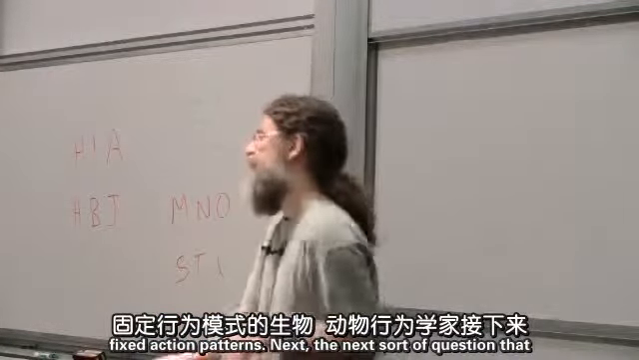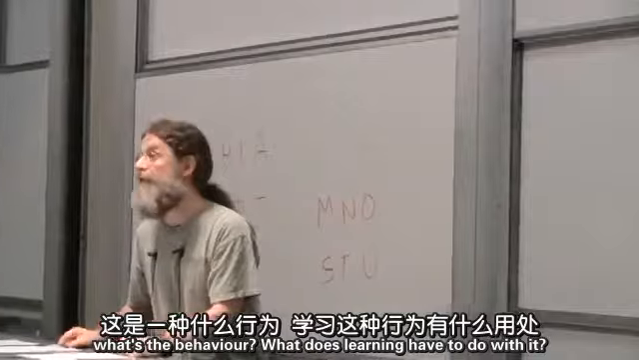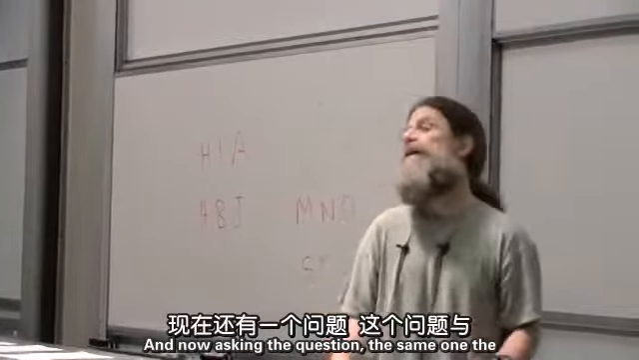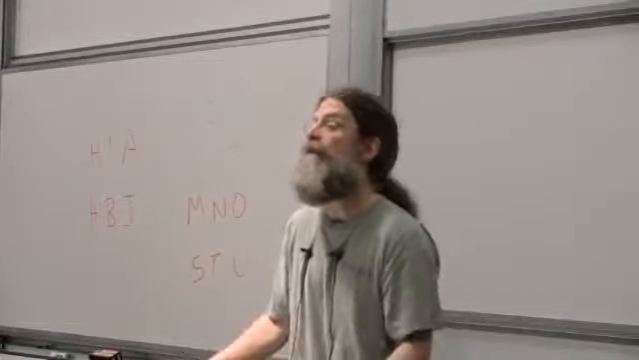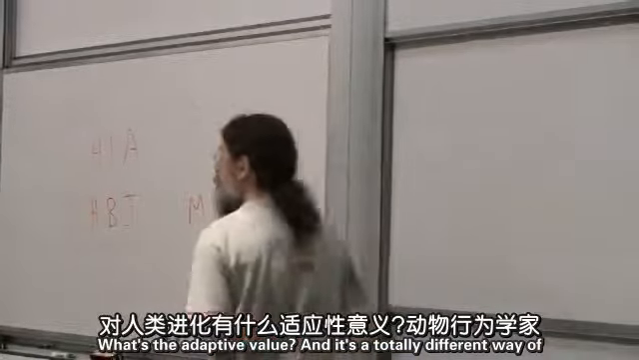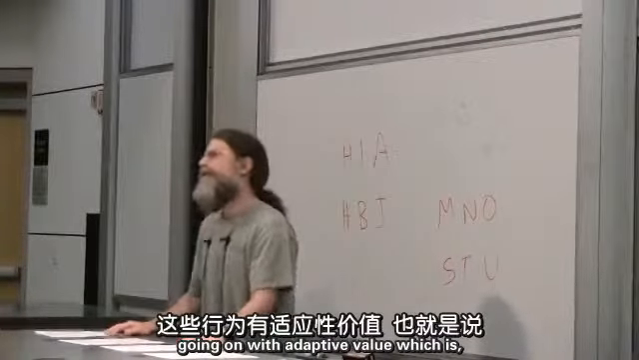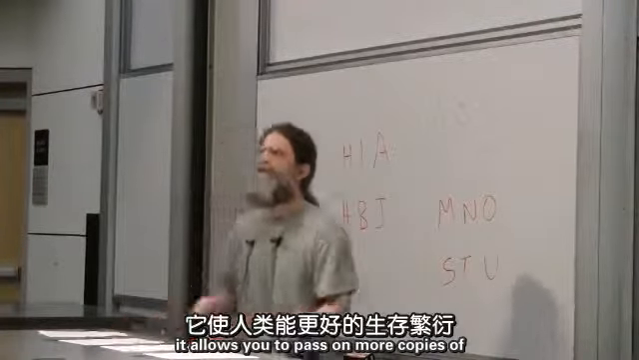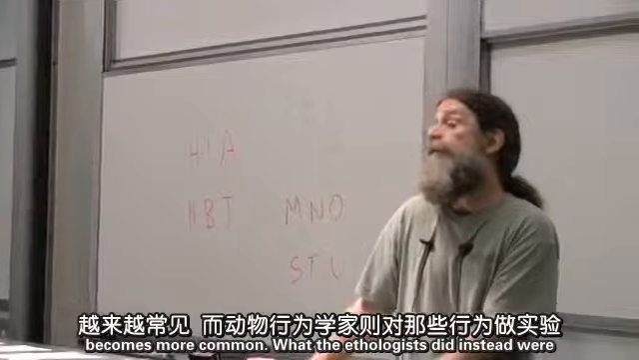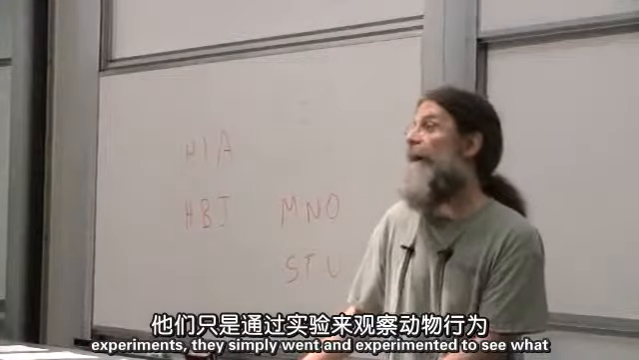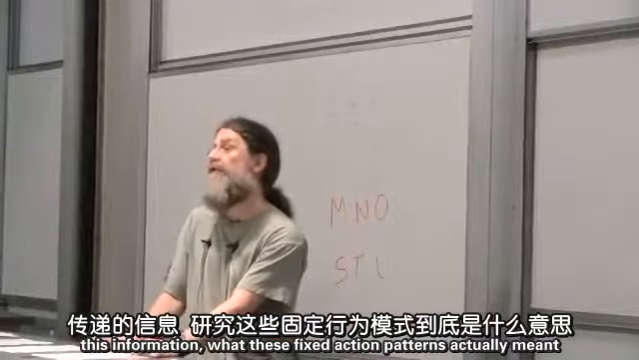Next, the next sort of question that the ethologist would ask, after getting to this point of what's the behavior and what does learning have to do with it, is the same one the evolutionary folks would ask, which is, well, what's the benefit of it? What's the adaptive value? And a totally different way of thinking about it than the evolution people. The evolution folks go on with adaptive value, which is it allows you to pass on more copies of your genes, and over the generations, the prevalence of that trait becomes more common. What the ethologists did instead were experiments. They simply went and experimented to see what these fixed action patterns actually meant.